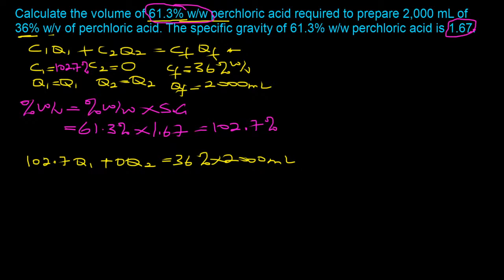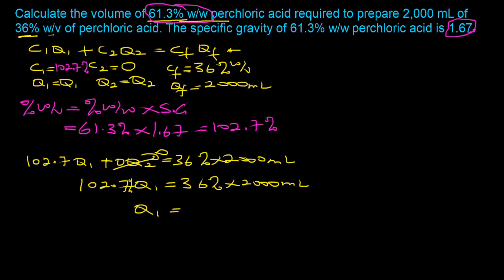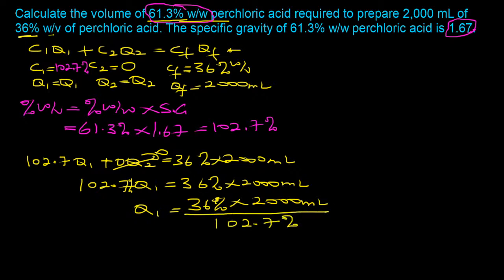So 0 times any number is 0, so this goes to 0. And then what we are left with is 102.7 Q1 being equal to 36% times 2,000 milliliters. So we can go ahead and solve for Q1 by dividing both sides by 102.7%, and Q1 will be equal to 36% times 2,000 milliliters divided by 102.7%.